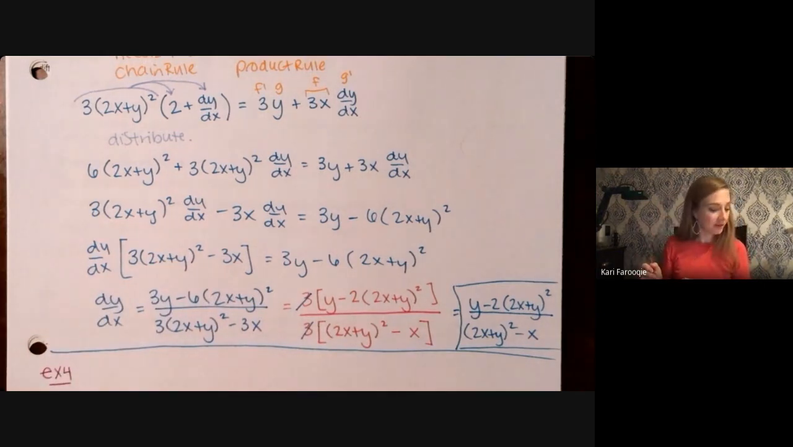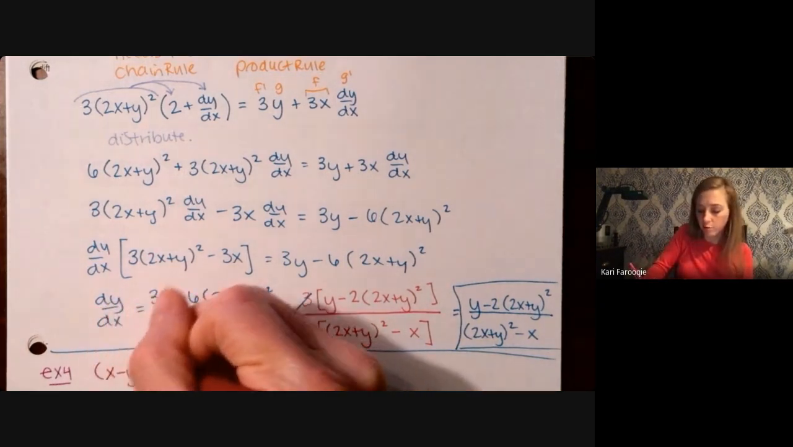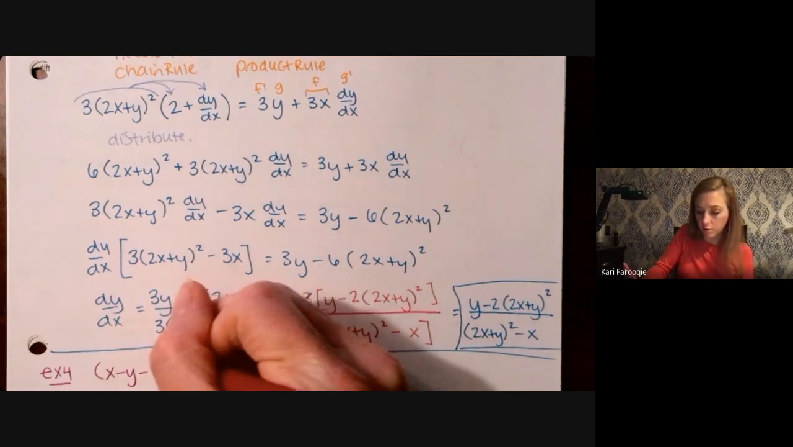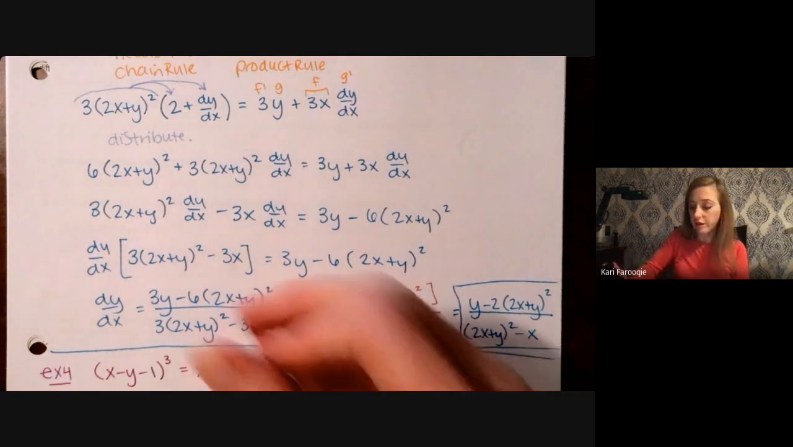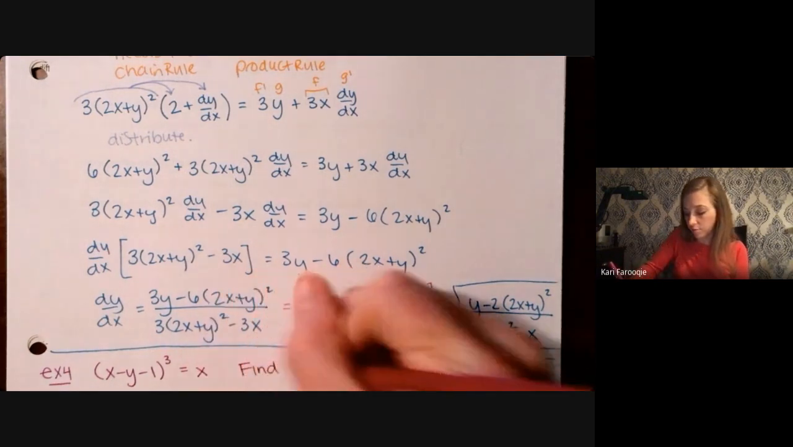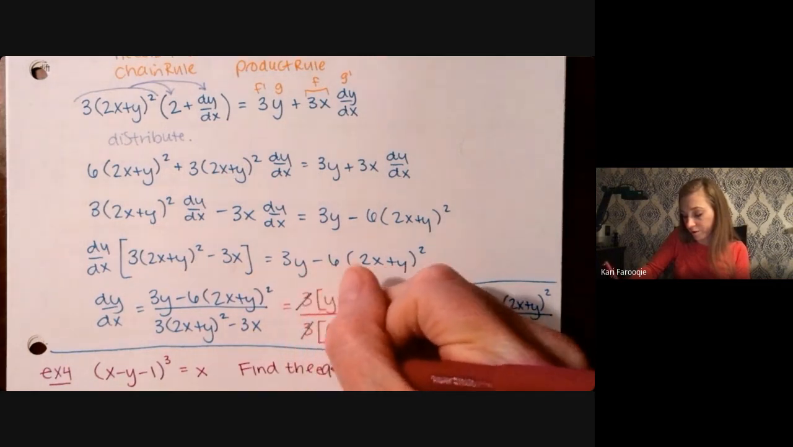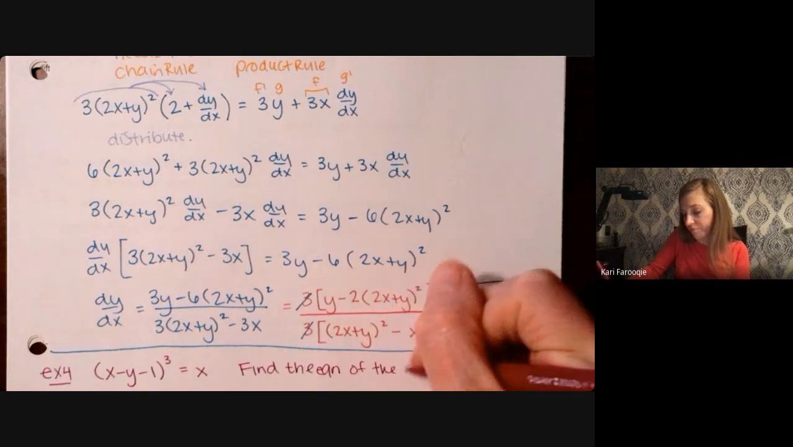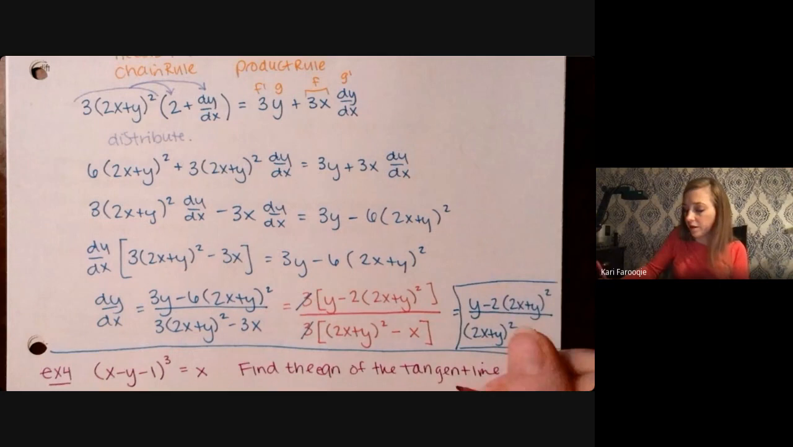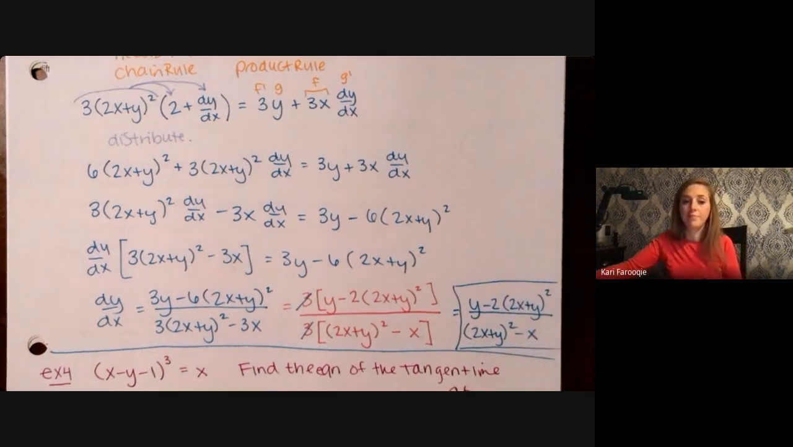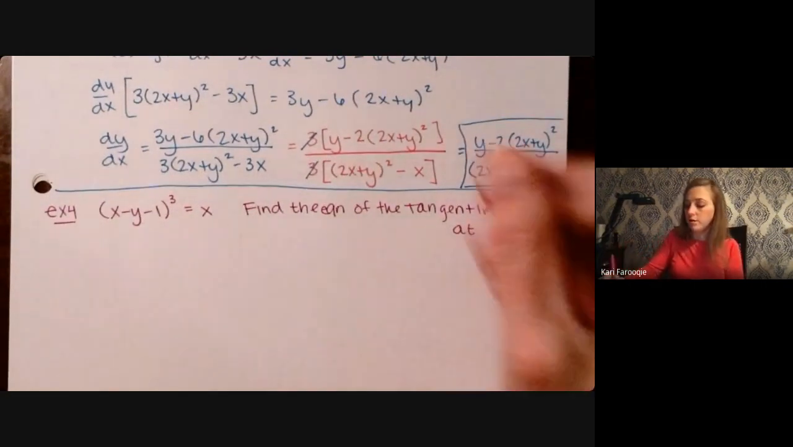Example 4. Let's do x minus y minus 1 quantity cubed equals x. Now, I want you to find the equation of the tangent line. And I'm going to give you the point. You need to be able to read said point. 1, negative 1.